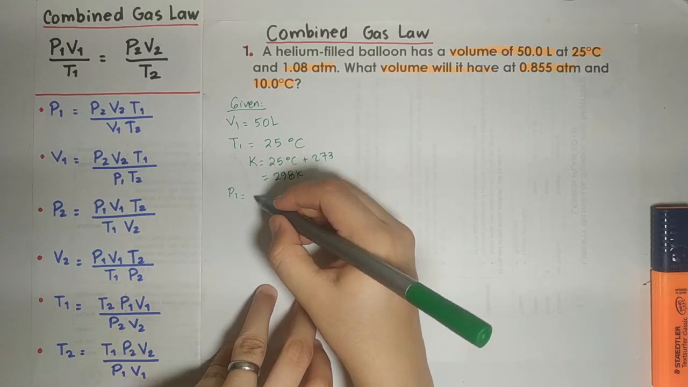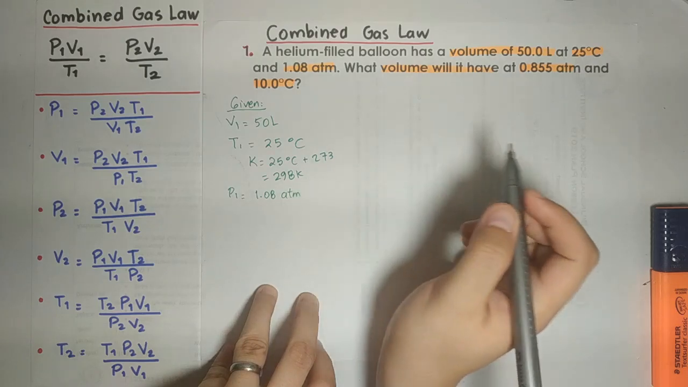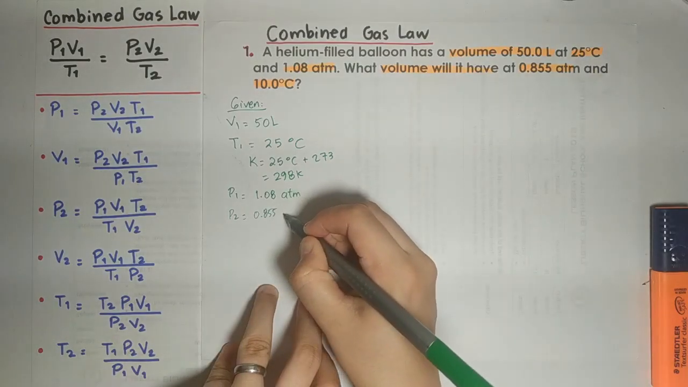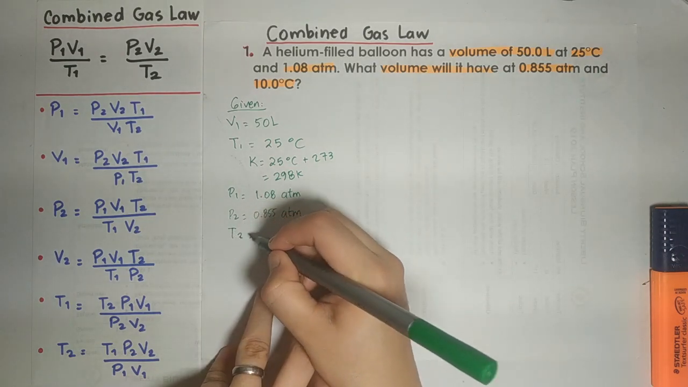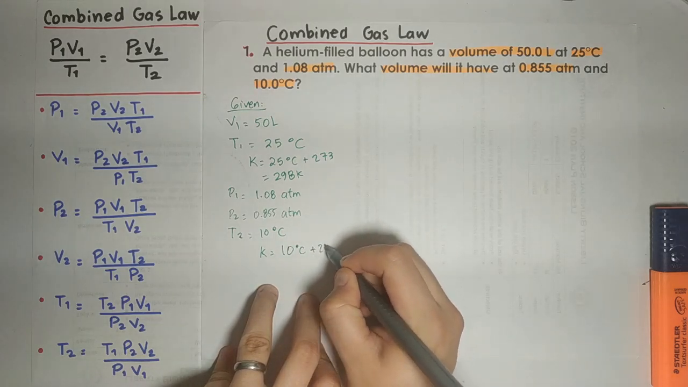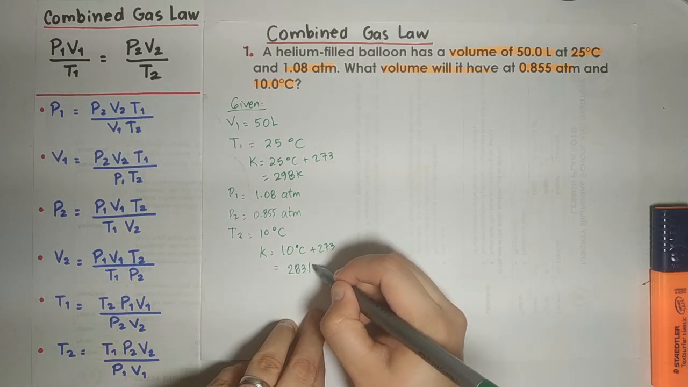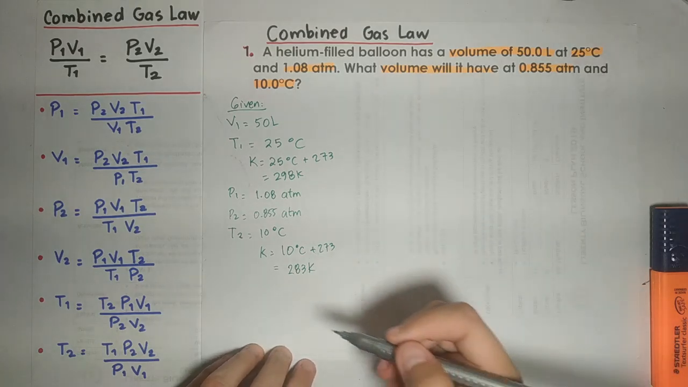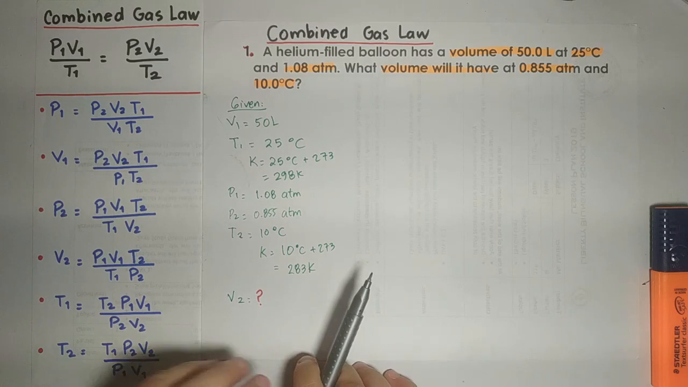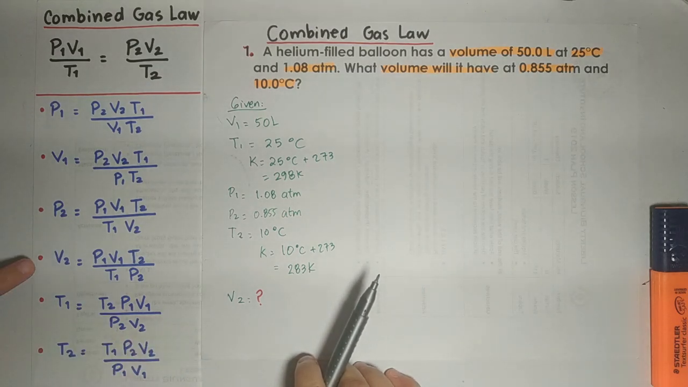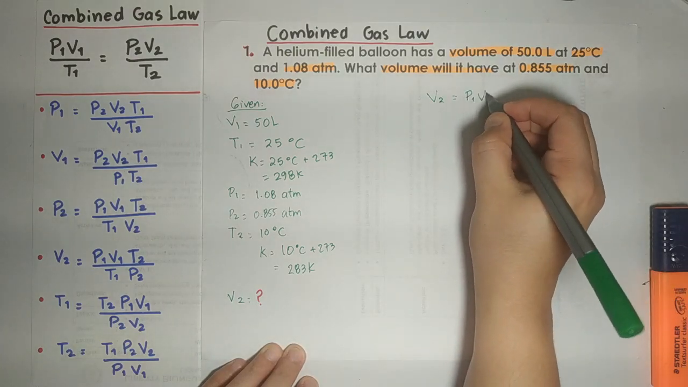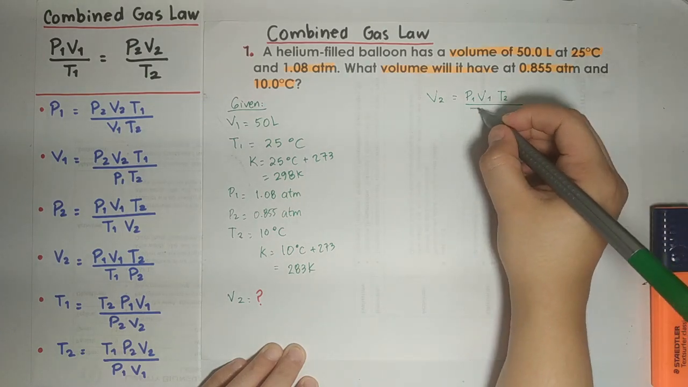Pressure 1 in that day was 1.08 atmospheres. Now, the second pressure is 0.855 atm, and the temperature 2 is 10 Celsius. Again, when you have Celsius, you need to do the conversion. It's 10 Celsius plus 273. In Kelvin, this is 283 Kelvin. And now, what are we looking for here? We're looking for the volume. The volume 2 is the one that is unknown. So, from all these formulas, the one that is useful to find the second volume is this one. Volume 2 equals pressure 1, volume 1, temperature 2 divided by temperature 1, pressure 2.